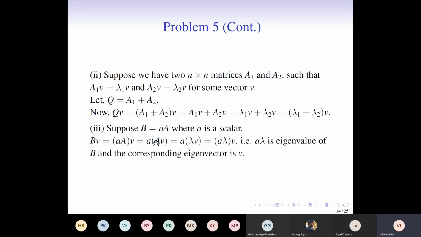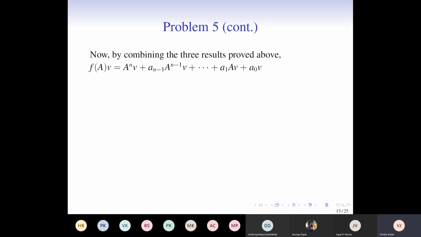Now the third thing that we prove is that if you multiply A by a scalar, so B is equal to a times A, and v is an eigenvector of A and the corresponding eigenvalue is lambda. So B of v will be a times capital A, this scalar multiplied by this matrix, into v, which is nothing but a lambda v. So for B, a times lambda is the eigenvalue and the corresponding eigenvector remains the same. So in all these three things, we have proved that the eigenvector remains the same. So combine all those three things.